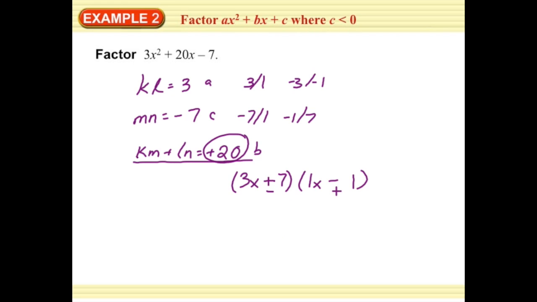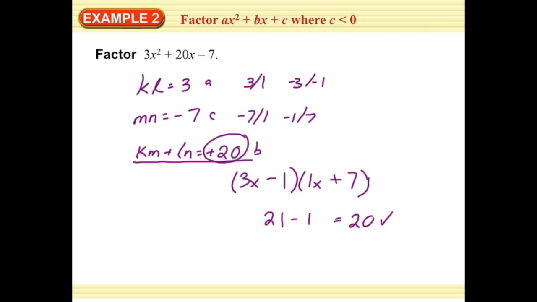I could switch my 7 and my 1 and try again. 3 times -7 is -21. 1 times 1 is +1. And so -21 plus 1 is -20. Well, I got my 20, but it's negative. I want it to be positive. So I'm going to just solidify those signs and say that my 7 should be positive and my 1 should be negative. Now, if I think about it, 3 times 7 is 21. 1 times -1 is -1. 21 minus 1 is just 20. So I end up with the correct grouping to get that B term to be +20.